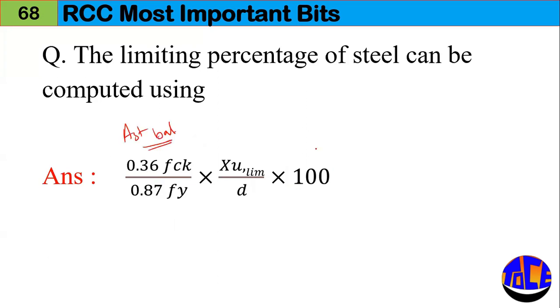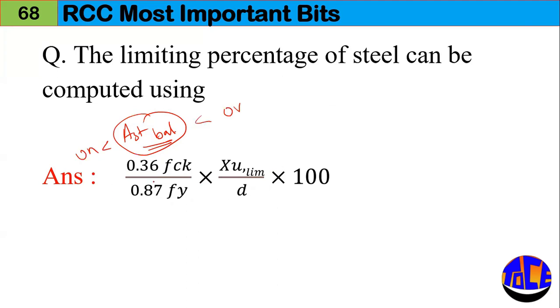Why is this important? Because based on this you can say whether the section is under reinforced or over reinforced if only the AST is provided. If AST is less than this value, it is under reinforced. If AST is greater than this value, it is over reinforced. Right? So try to remember this formula.